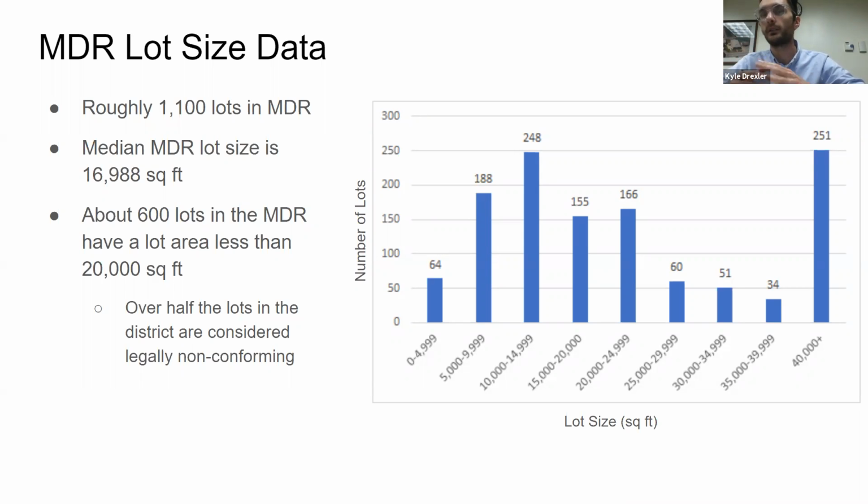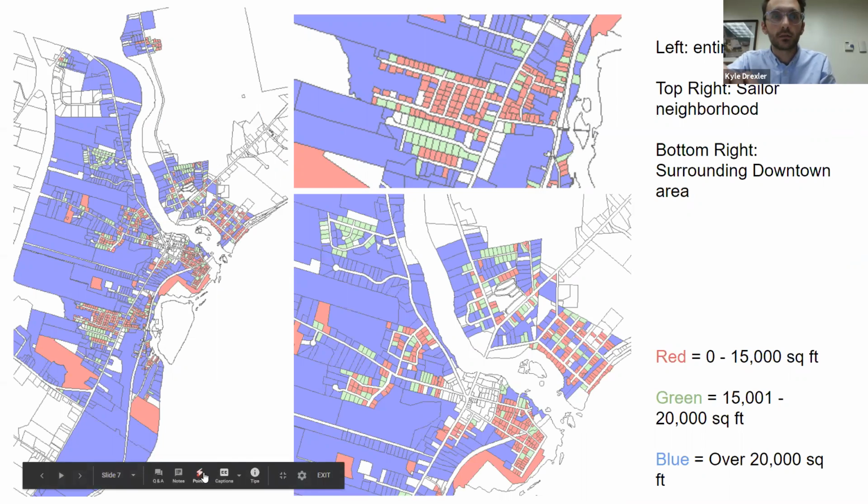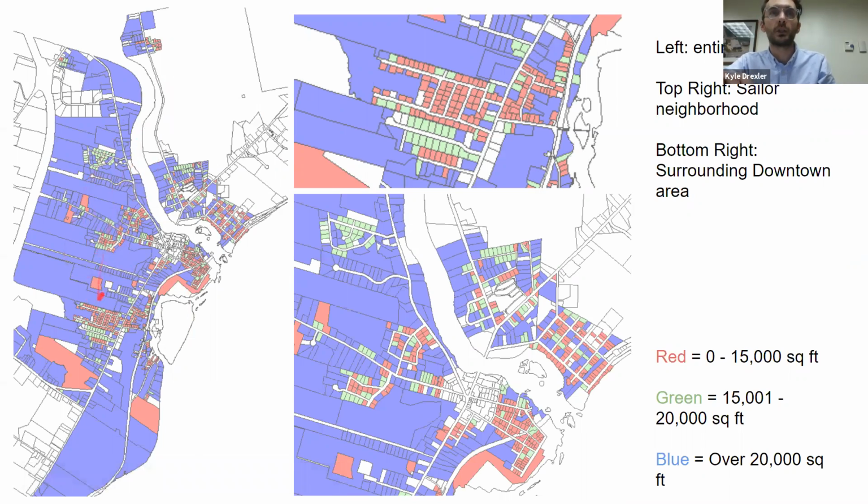Those neighborhoods are built a lot of times using standards that wouldn't be possible to replicate today. So that was something to spur this on and to re-examine what our standard was. These maps are supposed to visualize what that last slide was showing. If you look at this image on the left here, that's showing the whole MDR district.